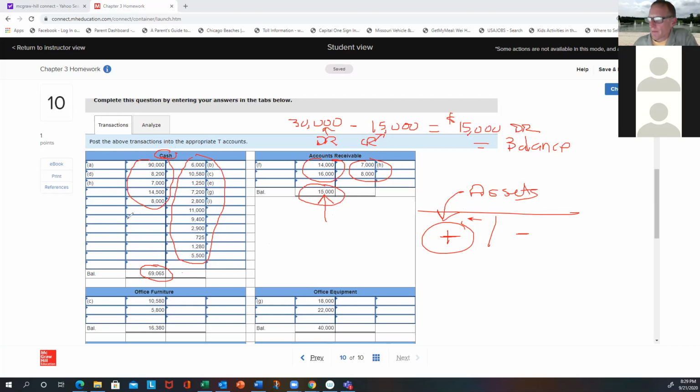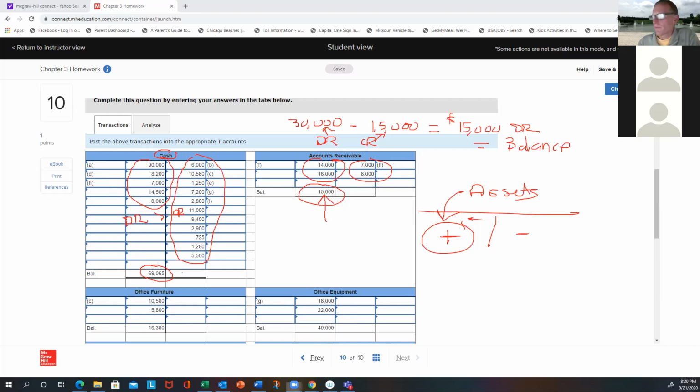So your debits for assets should always be greater than your credits. Sometimes they're equal, but they can never be the other way. You should never see your assets where your credits are greater than your debits. That can't happen. Okay. So again, this is called an account balance.